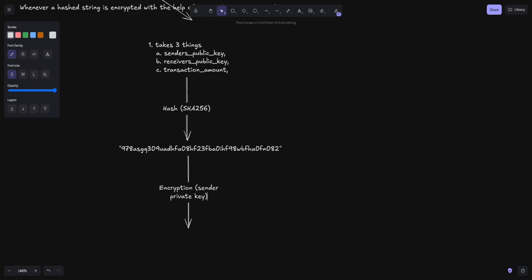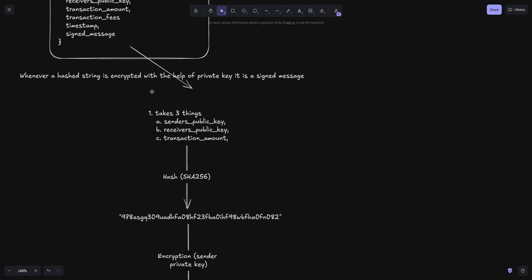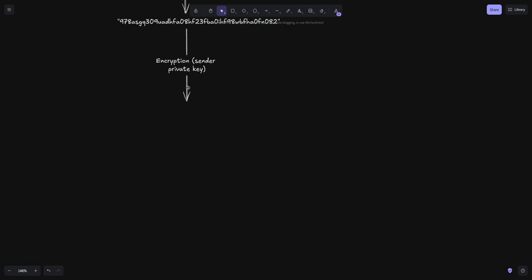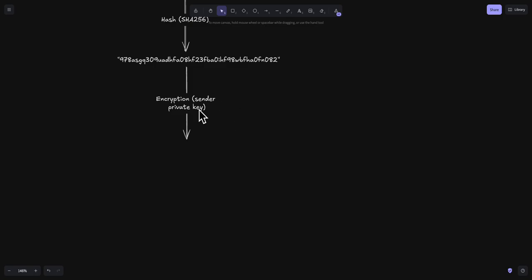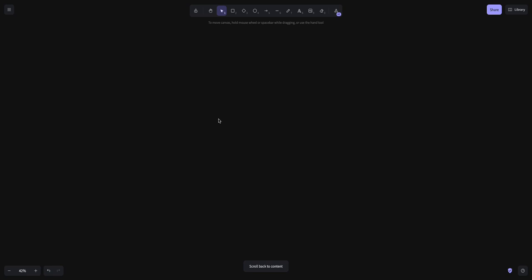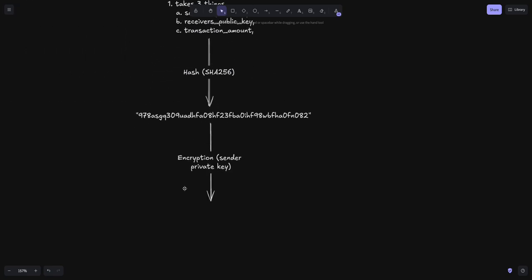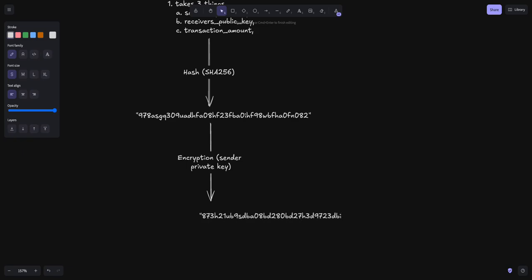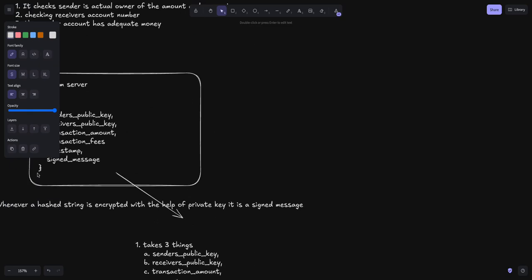Who does this? Is it available on the internet? No. The platform does this. The platform has the private key of the sender. Most probably they don't, but this is what happens. Now encryption happens, and what do we get? Whenever encryption happens, we get a string which looks totally different, which doesn't look like this. It has to look totally different. And this is nothing but a signed message. And this signed message is included here.